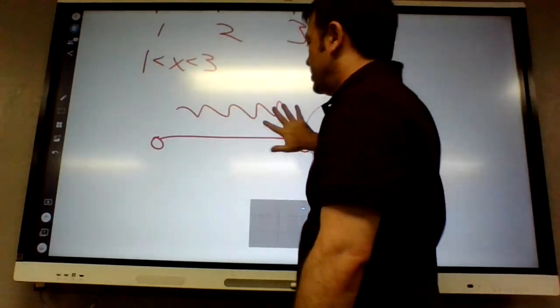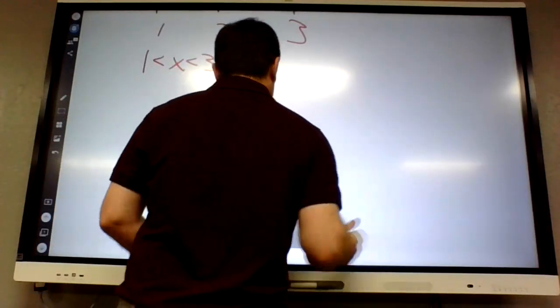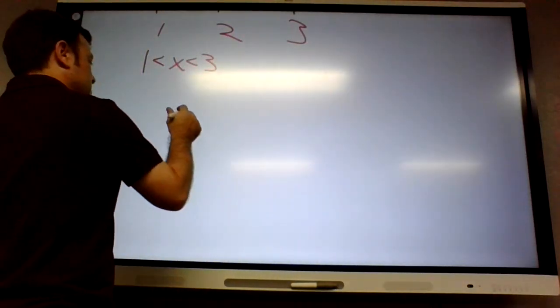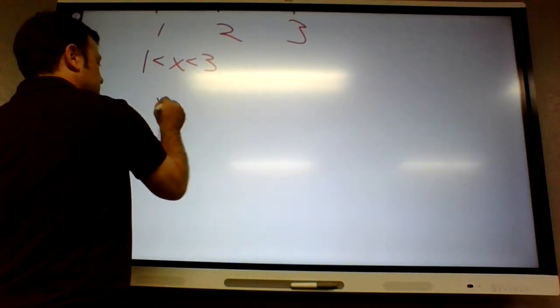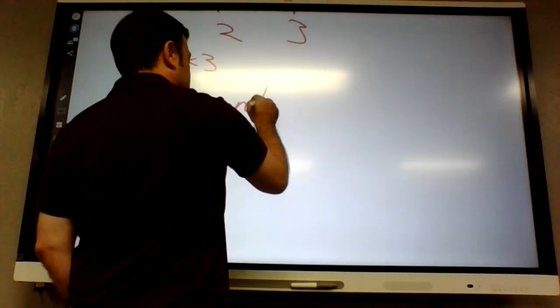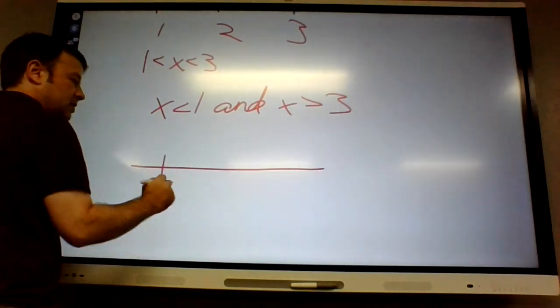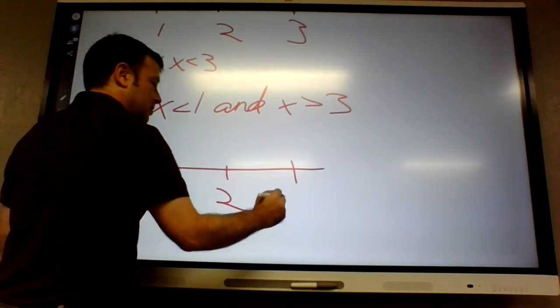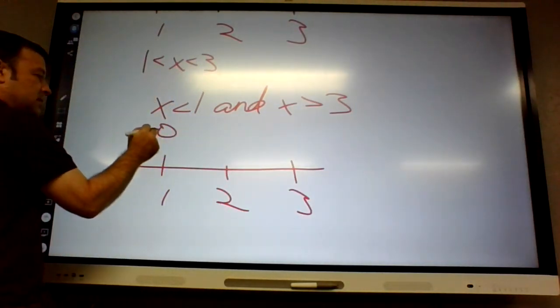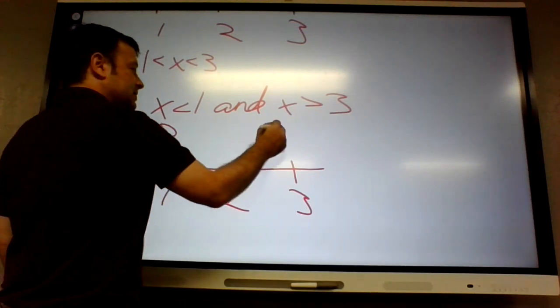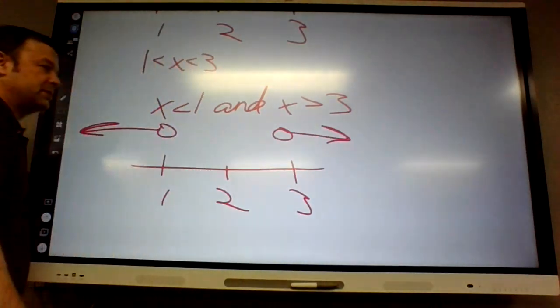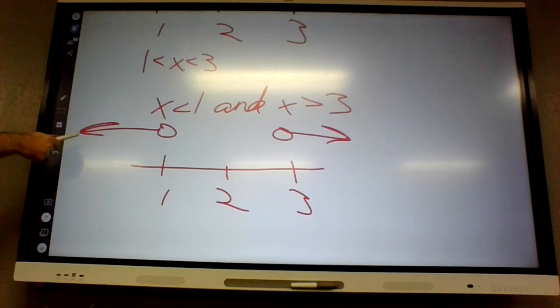And then the third case is x is less than 1 and x is greater than 3. So what's this graph going to look like? Less than 1, greater than 3, opposite directions. It's a big old arrowhead there. So what numbers are less than 1 and greater than 3?